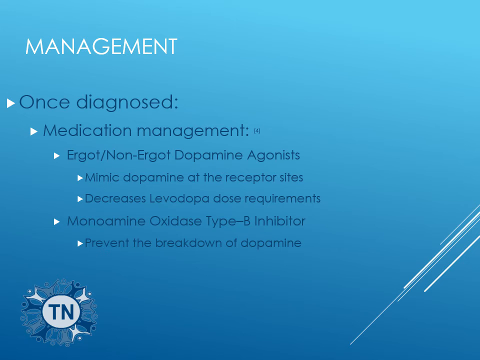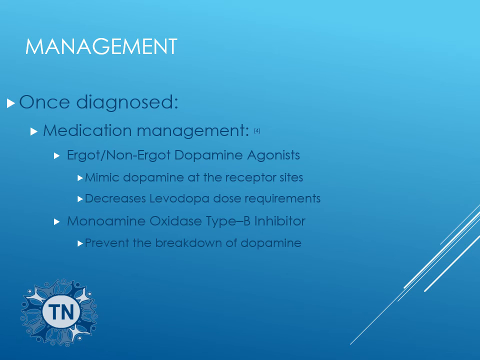The next class of medications includes the ergot and non-ergot dopamine agonists. These medications can be used with levodopa-carbidopa, but they can also be used alone. These mimic dopamine at the receptor sites, which then hopefully in the meantime will decrease the levodopa dose requirements.